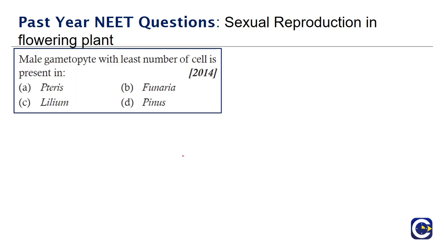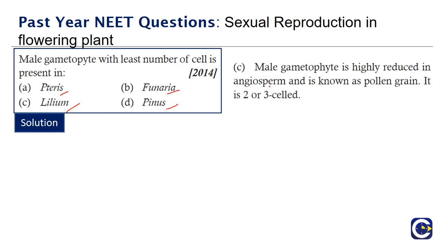Male gametophyte with the least number of cells is present in Pteris, Funaria, Lilium and Pinus. This is basically a factual question. Male gametophyte is present in angiosperms and is known as pollen grain. It can be 2 or 3 celled, and this is a direct statement, so there is no particular explanation. Lilium is an angiosperm, a flowering plant, and so there is the least number of cells. So the answer is Lilium.